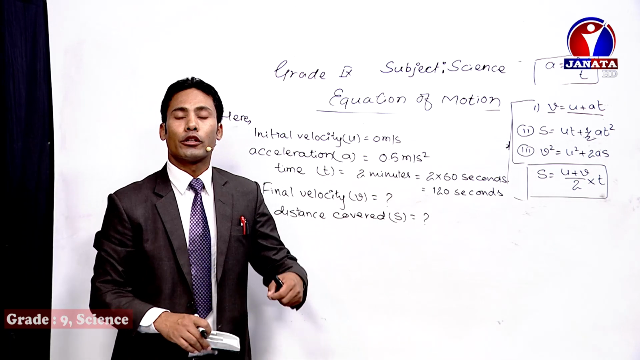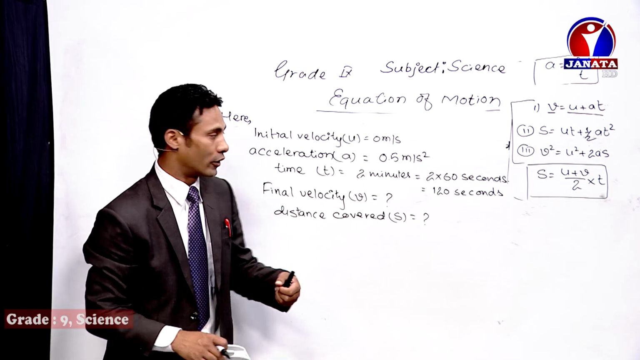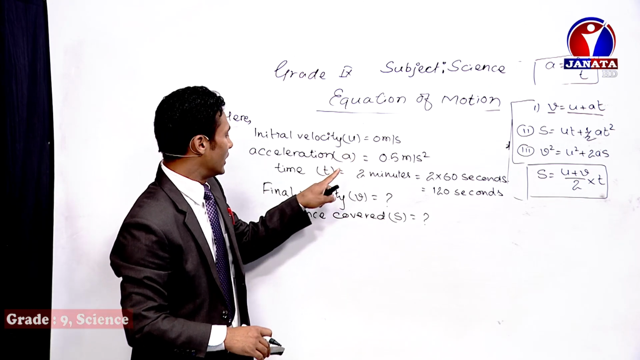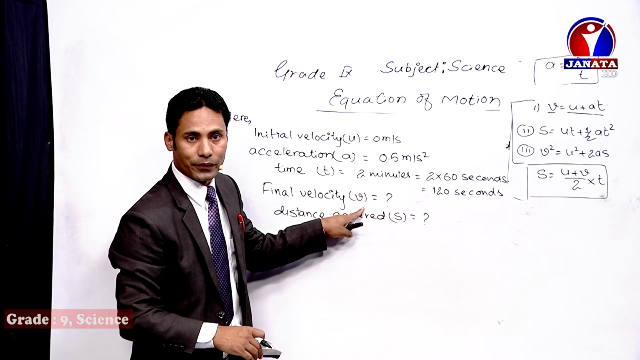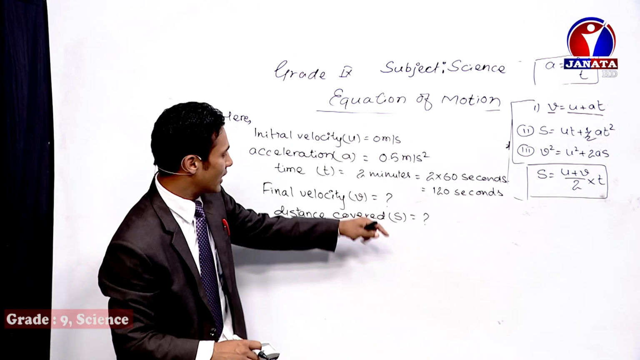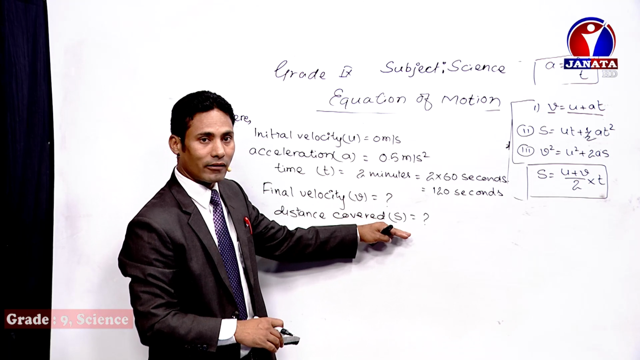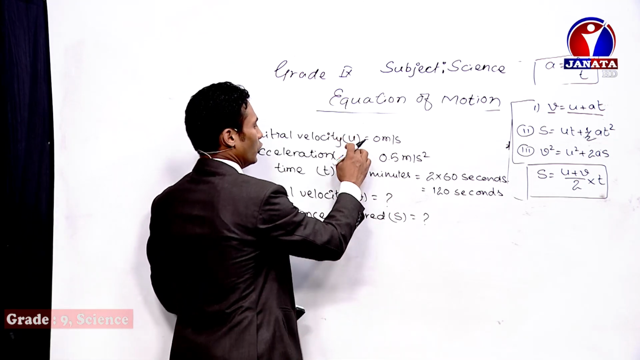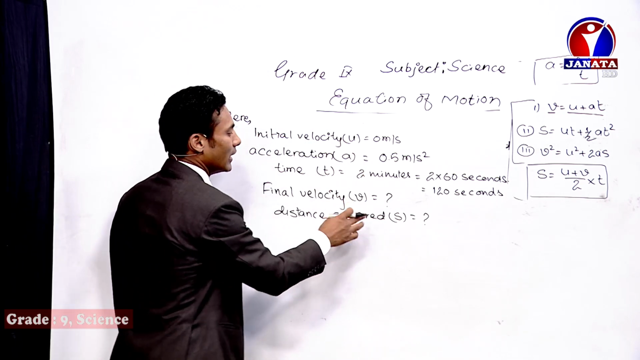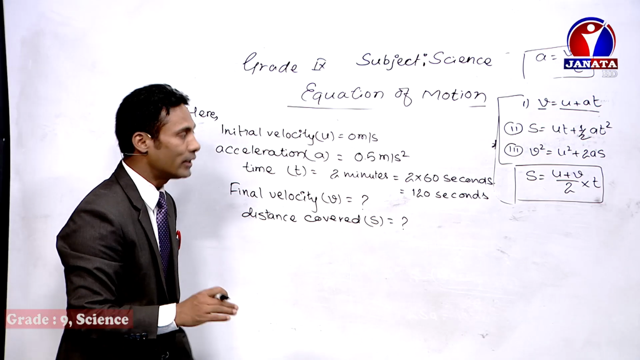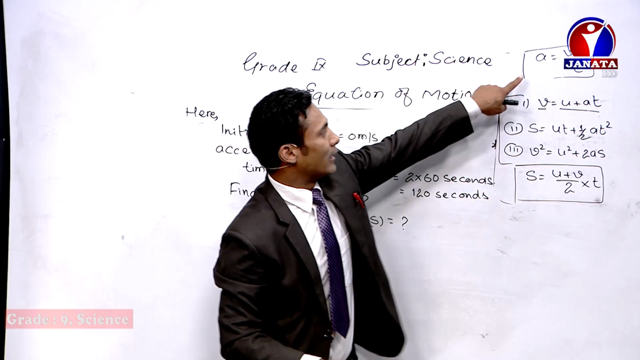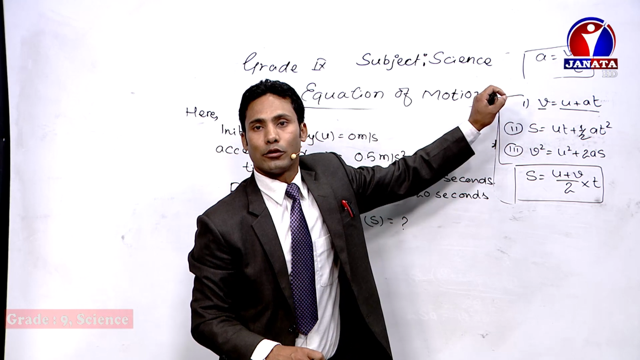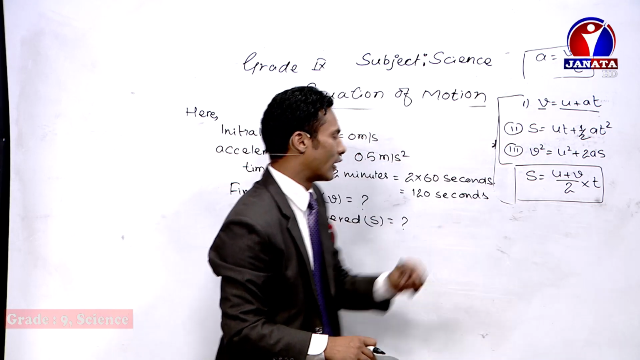Now let's choose the formula. Which formula is suitable for this one? So I have said U is there, A is there, T is there, and V is there. These 4 components are there, because this distance also we need to calculate later. So having U, A, T, and V, S is missing over there. So anyone you can use the formula. So I will use this one formula.